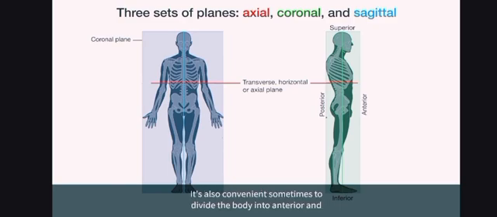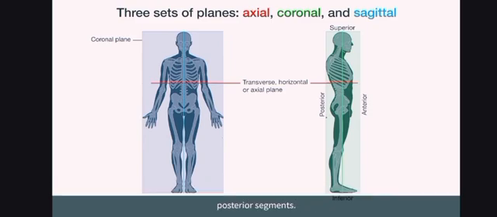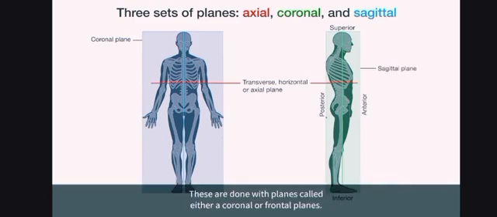And then lastly, we often divide the body into right and left planes. We describe the mid-sagittal plane as one dividing the body into equal right and left halves. Parasagittal planes are ones which are parallel to the mid-sagittal plane.